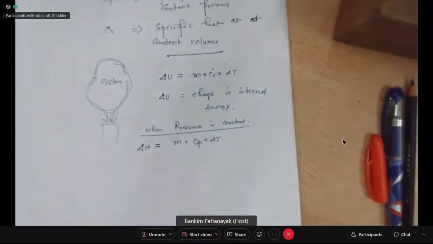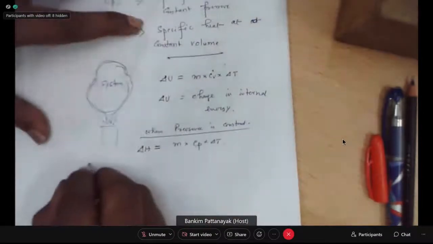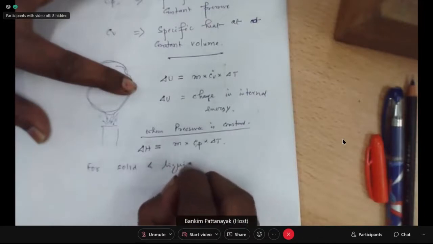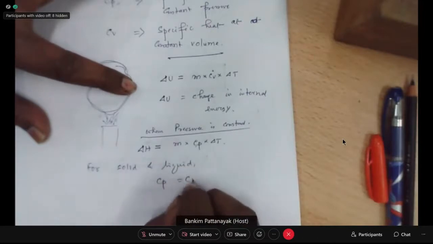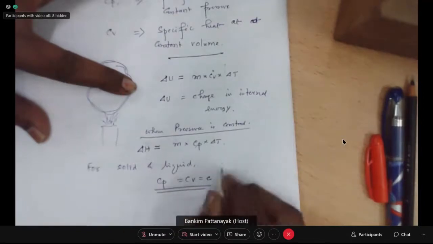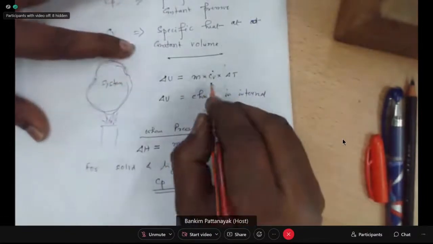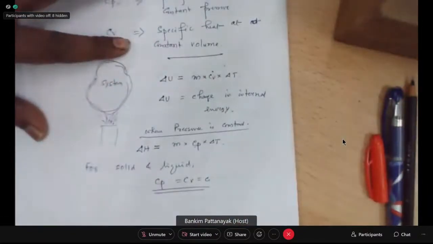For many environmental systems, you will find that the substances being heated are sometimes solid, sometimes liquid. For solid and liquid, Cp and Cv are the same, Cp is equal to Cv, and you can call it C. But for gaseous substances, you have to make use of the right kind of specific heats.